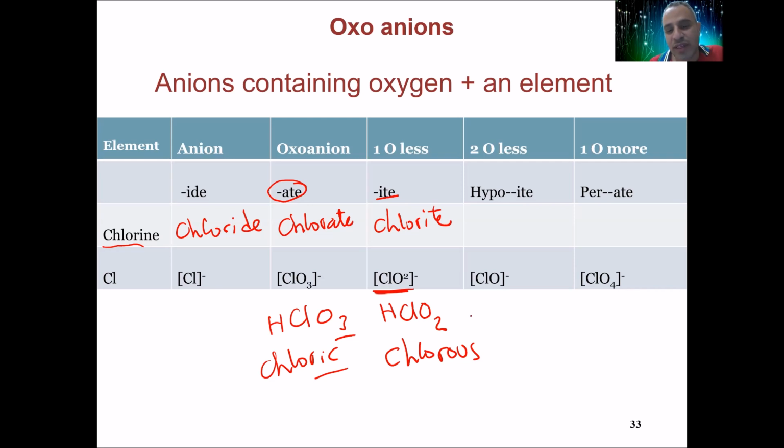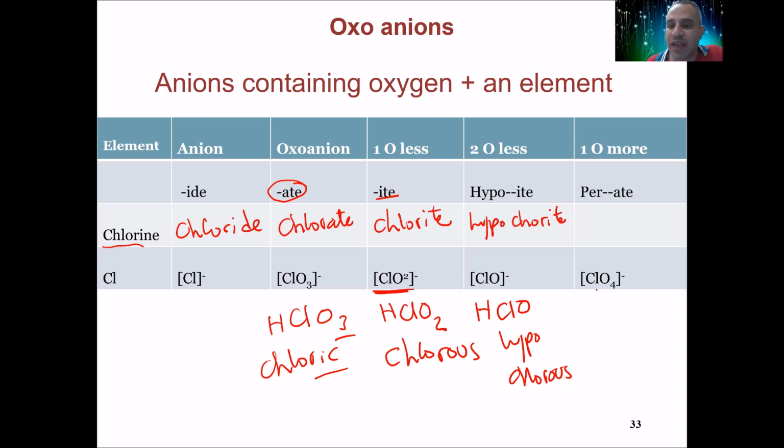2 oxygens less, the acid is going to be HClO, which will have a prefix of hypochlorous, and the corresponding anion is going to be hypochlorite.